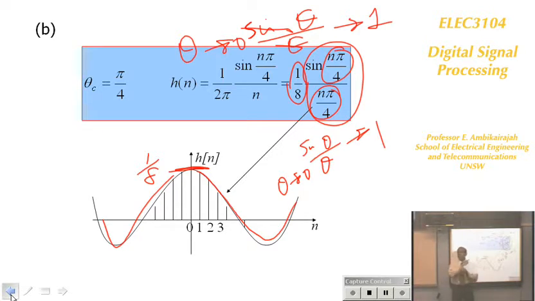Sometimes in this case, the magnitude of the response is given. Sometimes you're given the phase as well.